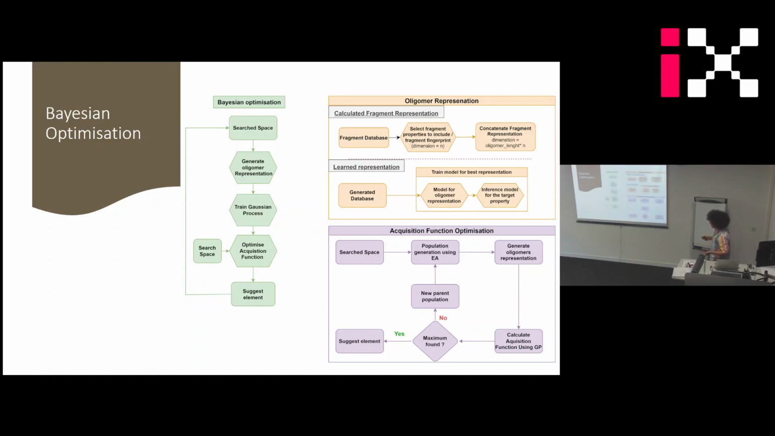Or you can learn this representation using, let's say, in this case, a graph neural network to go from your inputs to a certain representation for your output that is well correlated with the value that you're trying to predict. And then in terms of the acquisition function and how I optimized it, in my case, I used an evolutionary algorithm to optimize the acquisition function in this space.